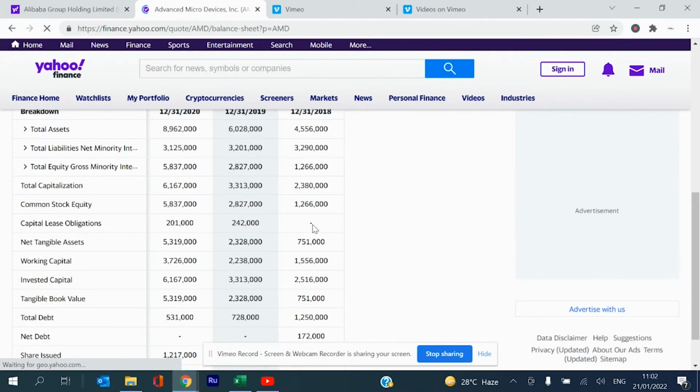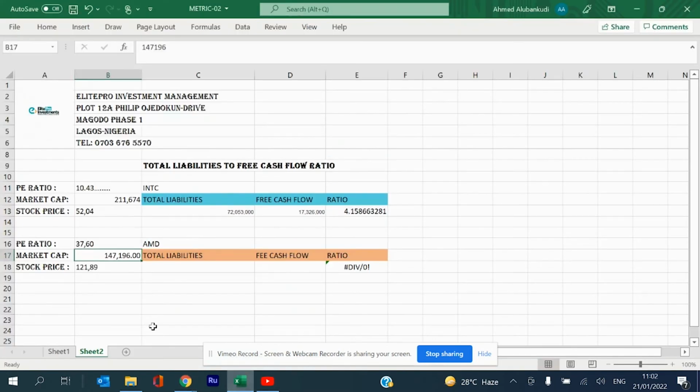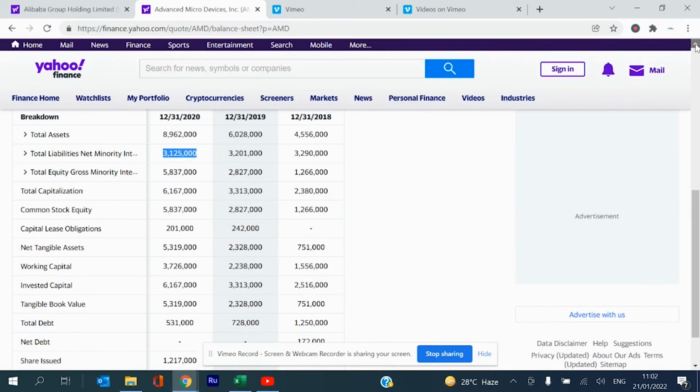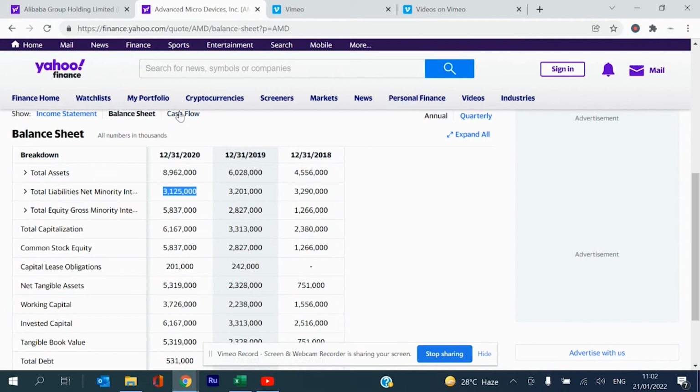The total liability as at end of 2020 here stays as 3.3 billion 125 million. So I put it here. Paste. Let's look at the free cash flow. The free cash flow as at end of 2020 for AMD.